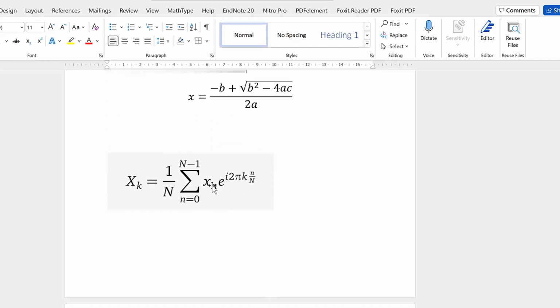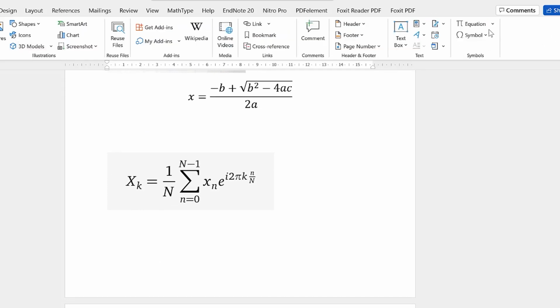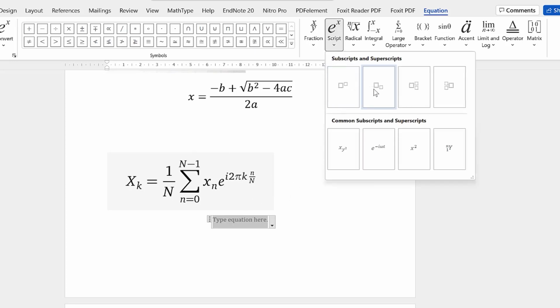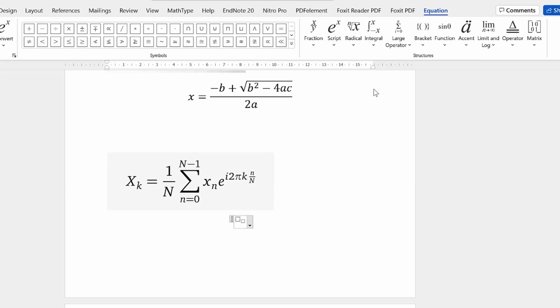Next we have the third equation. This is getting a little bit interesting. So the next thing is we come to still the same Insert, we come to Equation, and then we can start writing immediately. So this is a subscript: X k equal to 1 over N summation from n equals 0 to n equals N minus 1 of x n exponential, all these functions. So we can just start with the script, but this time around it's a subscript, and we can just go back and type xk.